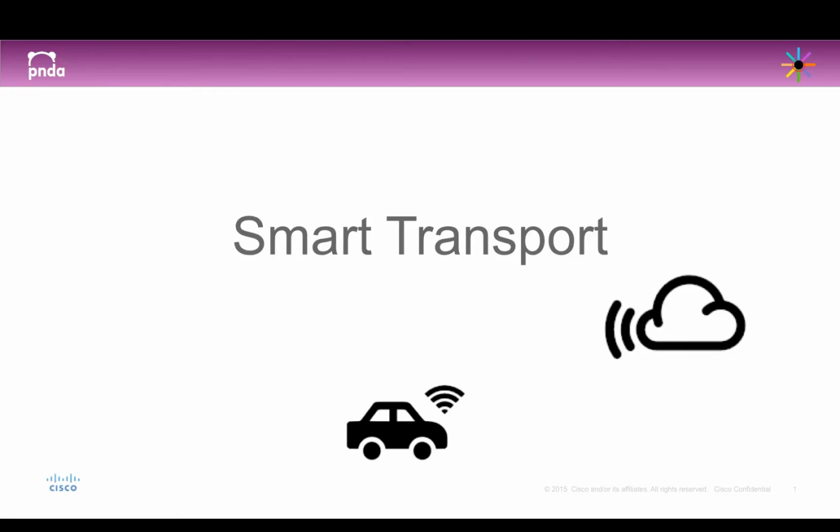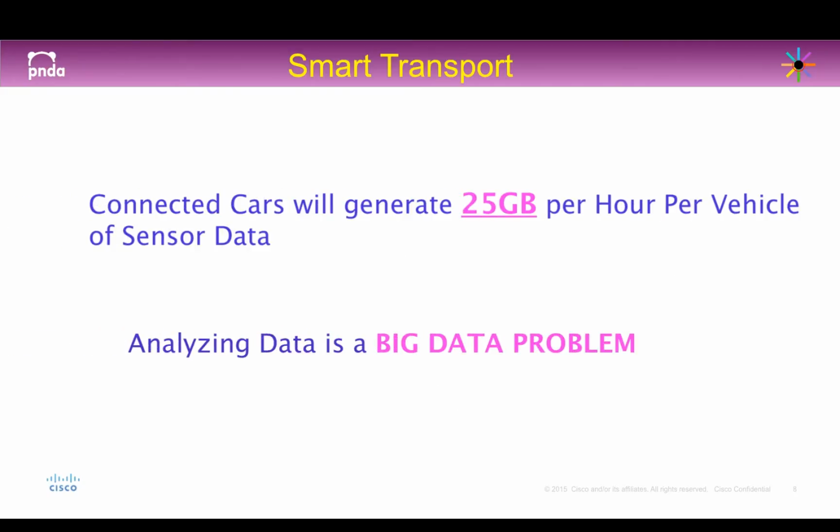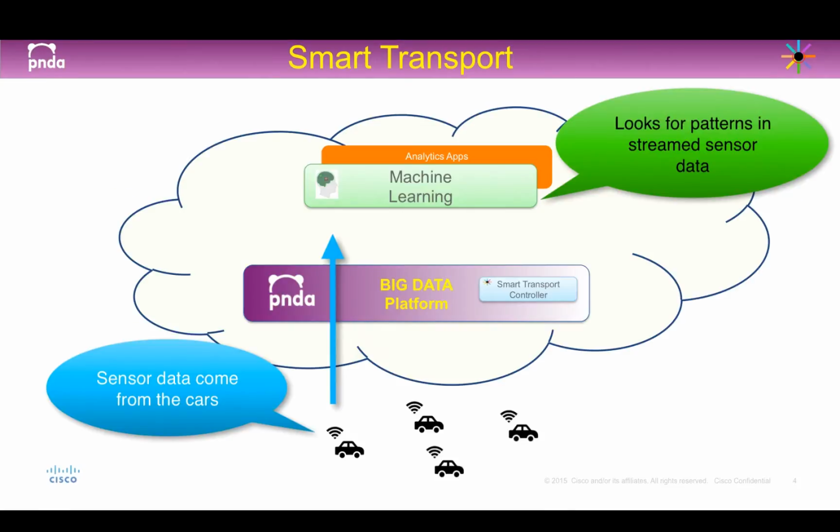Smart Transport is a connected car cloud analytics application integrated into Panda. Here's the problem. Connected cars are expected to generate up to 25 gigabytes of raw sensor data into the cloud. Clearly a big data problem. So here's the general automated workflow.